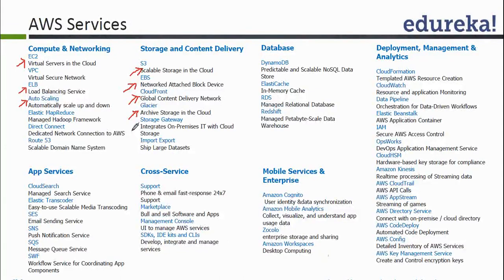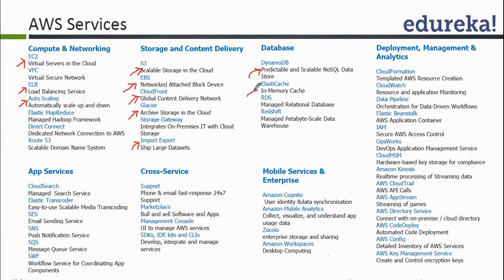Storage Gateway is a service which helps to integrate your on-premise IT with the cloud storage. Amazon Import Export is a service which will help you to import and export huge data from your own data center to Amazon S3. DynamoDB is a NoSQL offering from Amazon. So I'm sure most of you have heard of MongoDB, Cassandra, Couchbase, all that. DynamoDB is Amazon's own NoSQL offering.